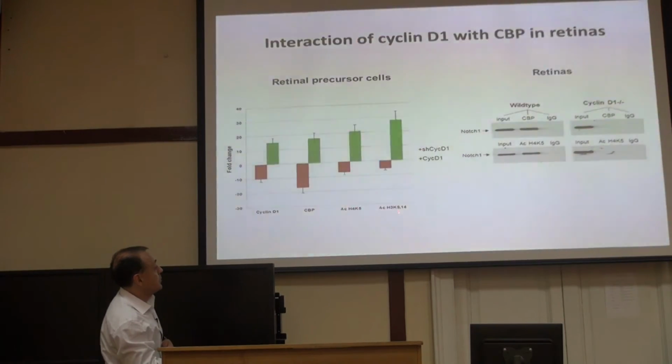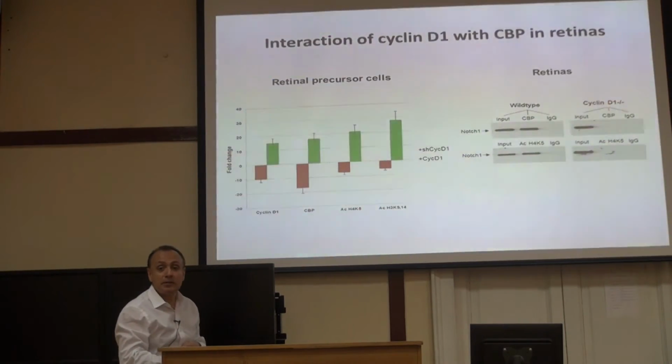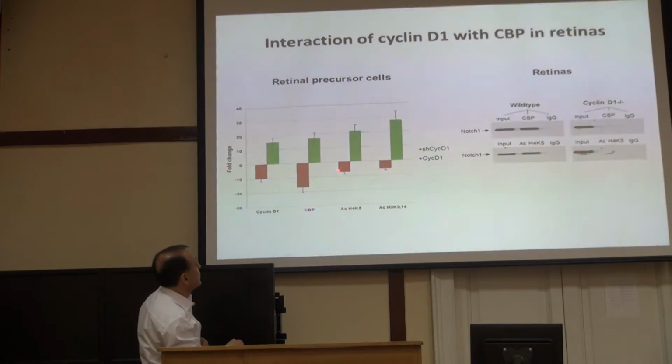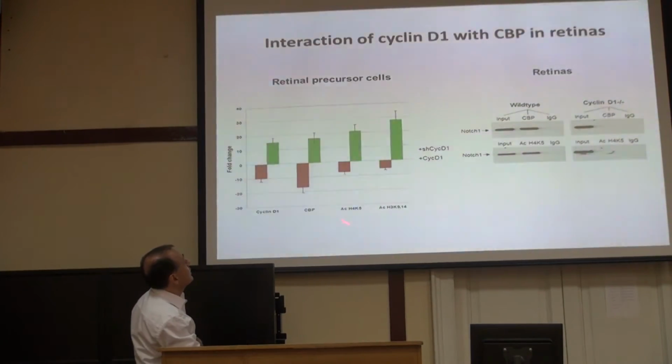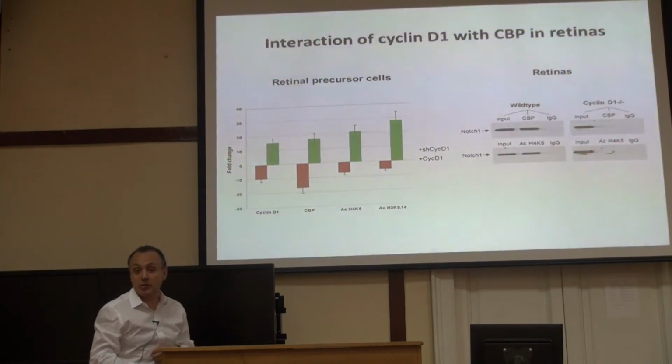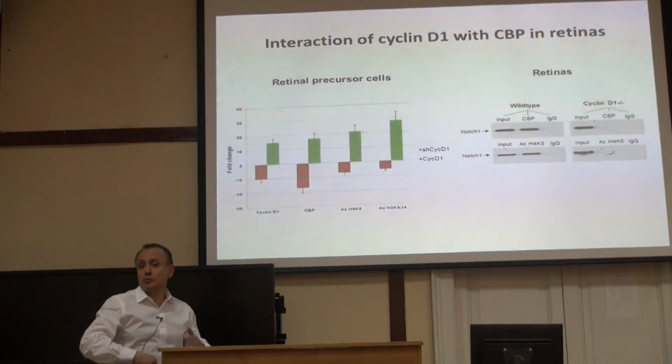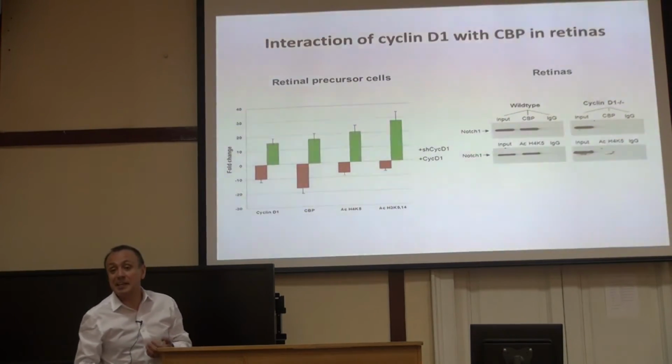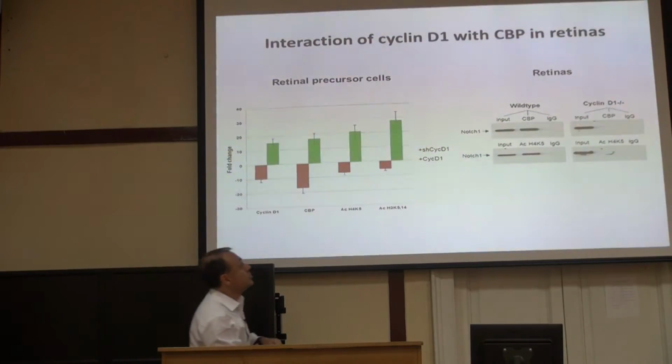This is the acetylation of the histones at the sites that are dependent on CBP. If you knock down cyclin D1, you have less. If you overexpress, you have more. This is less, this is more. This is in the retinal progenitor cells. This is a knockdown experiment. I think it's nice because you can manipulate cells, but this is a cell line and with siRNA. Here is a genetic experiment.